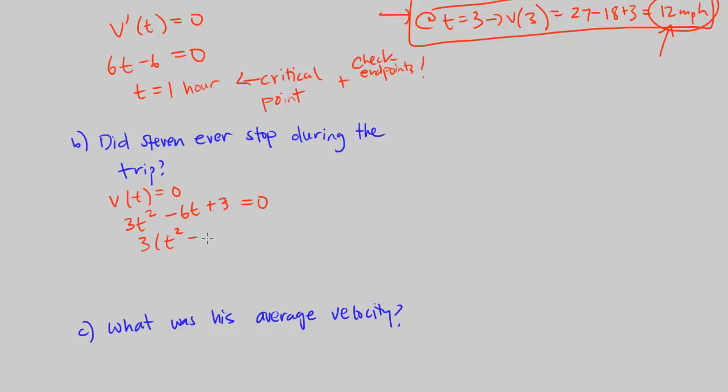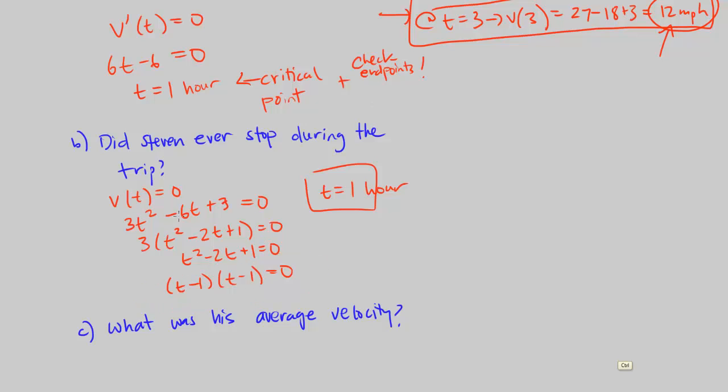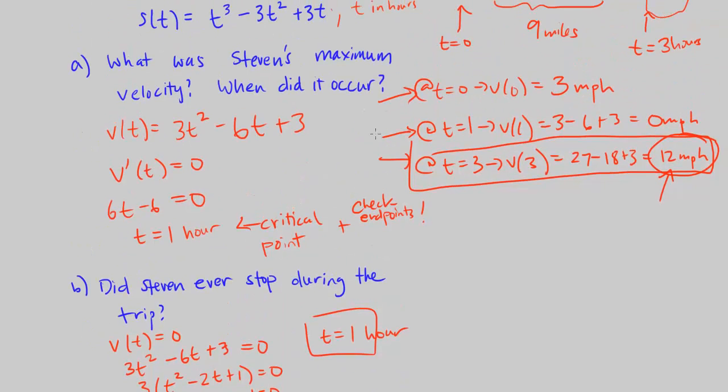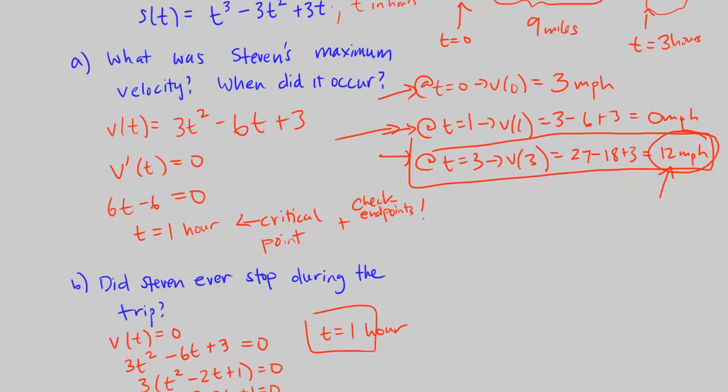We can solve it in our calculator again, or we can factor this one. Factor out 3. Factor 3 from the 6 makes it 2. Divide both sides by 3, and we get t squared minus 2t plus 1 is equal to 0. Then this becomes t minus 1 times t minus 1 equals 0. That tells us t equals 1. At time 1 hour, we stop, and the velocity is equal to 0. We also found that here, at time equal to 1, we had 0 miles per hour, which means his bike was not moving.